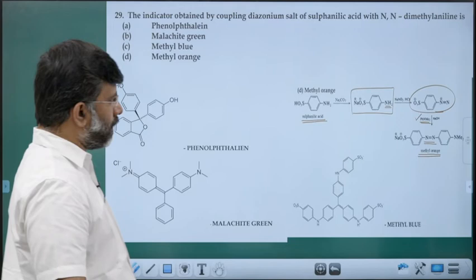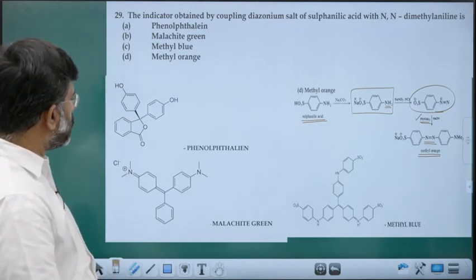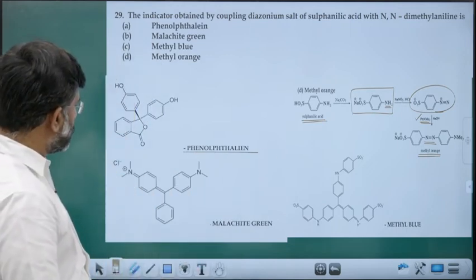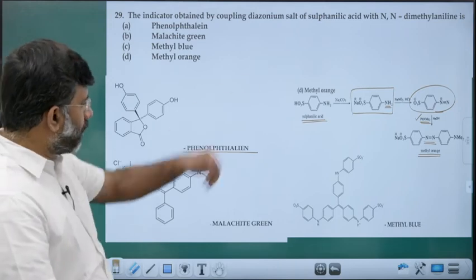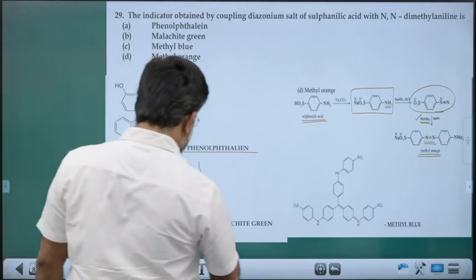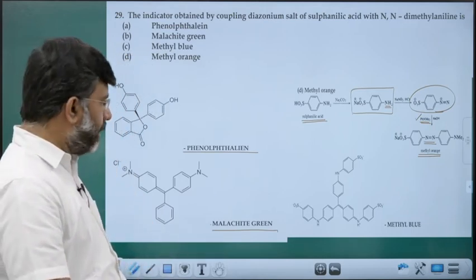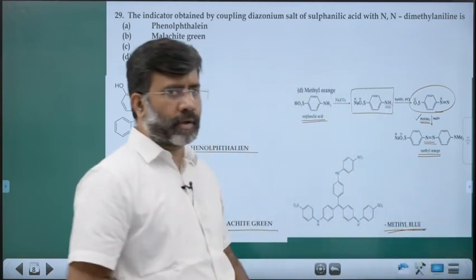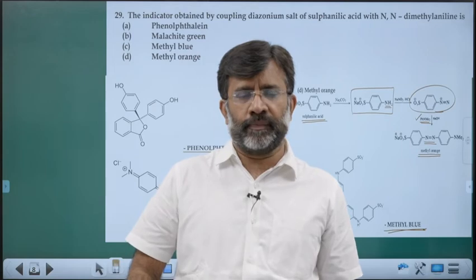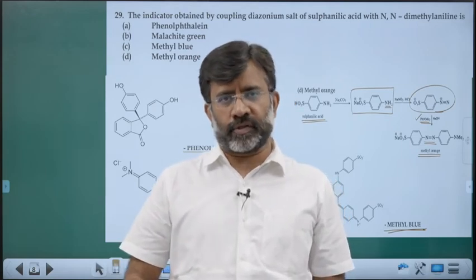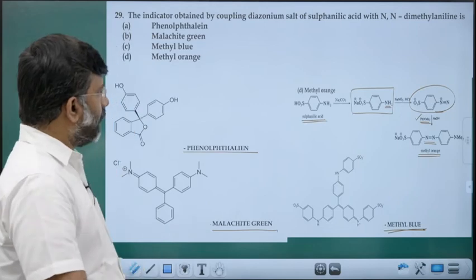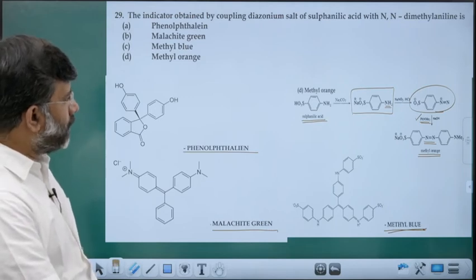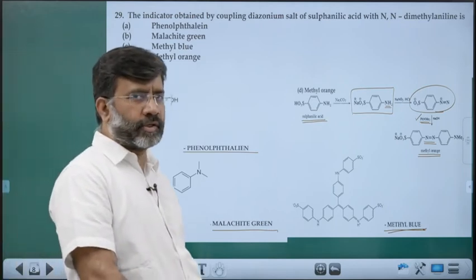That is methyl orange. Parallelly, look at other compounds also. This is the structure of phenolphthalein, you might have seen. That is not an azo dye. Methyl orange is the one and only azo dye. And this is malachite green, another dye. And this is methylene blue, another dye. These are all different pigments and dyes used in analysis reactions. And that is the coupling reaction using N,N-dimethyl aniline with the sulfanilic acid salt.